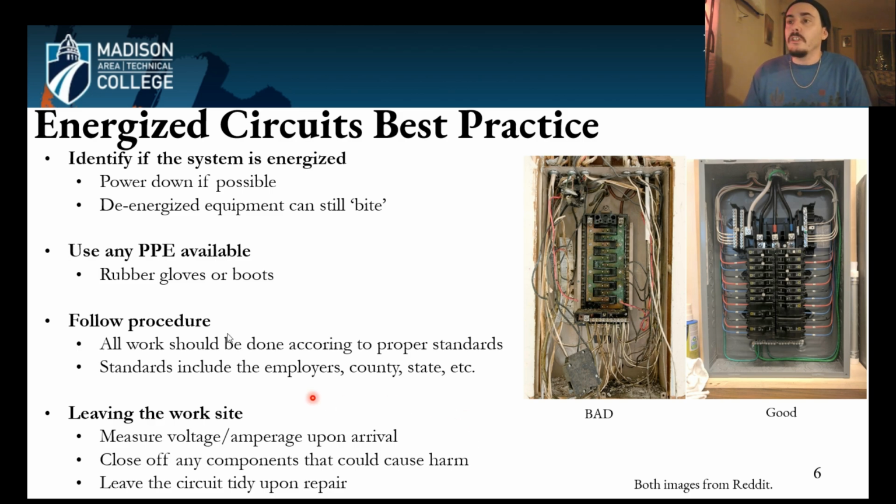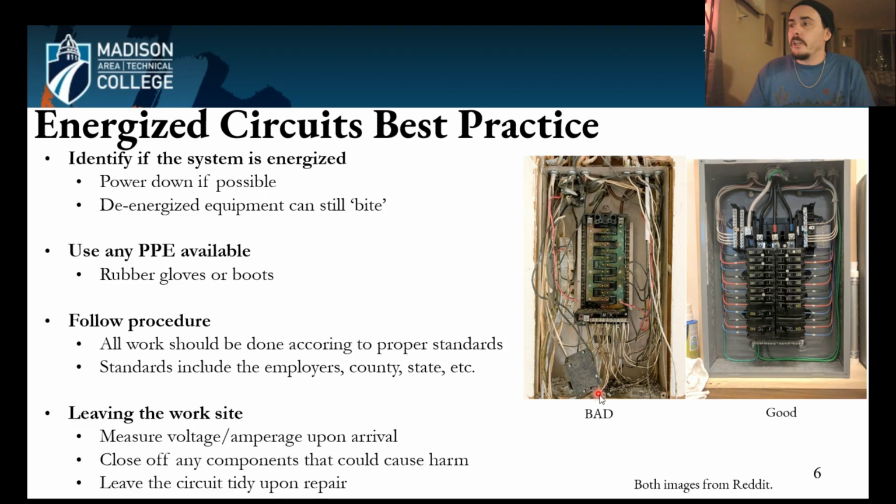And one thing to consider too is when you do power down systems, some of them have a capacitance. Basically, they hold electrical power and they discharge over time. Excuse me. So they can still bite. But really, this bite is just a discharge of electrical power. So this is something you really want to consider as you work through components.